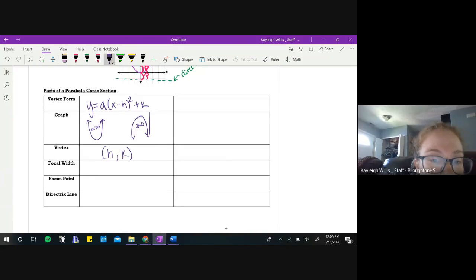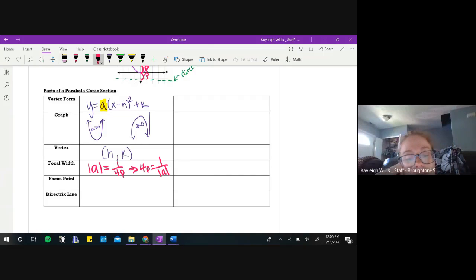That comes from, we get that number, where we can find P is based on the A value in vertex form. So the absolute value of A equals 1 over 4P. If you were to get it by itself, that just means 4P equals 1 over the absolute value of A. And then, of course, if you're just trying to get P, you would have to divide. And then we have the focus point.